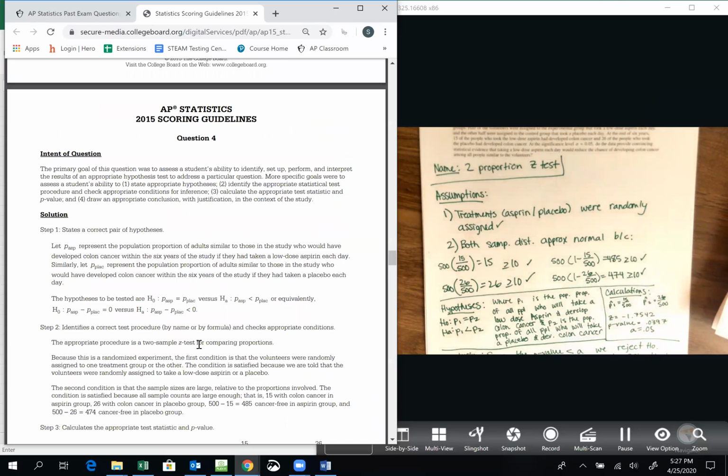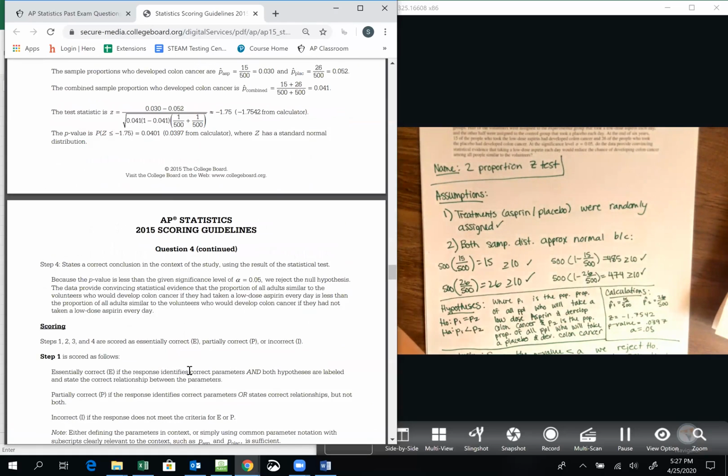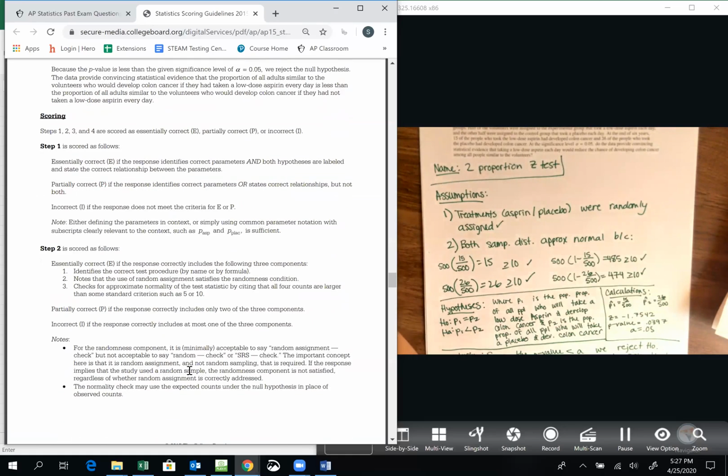But they got, with their fancy formula, negative 1.75, negative 1.7542 from the calculator, which is what I got, and 0.0397 from the calculator. And we did way less work than they did. So we're just gonna jump straight into scoring.